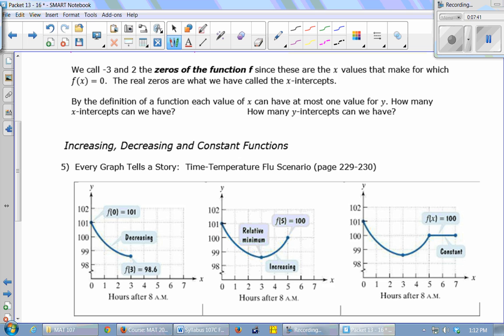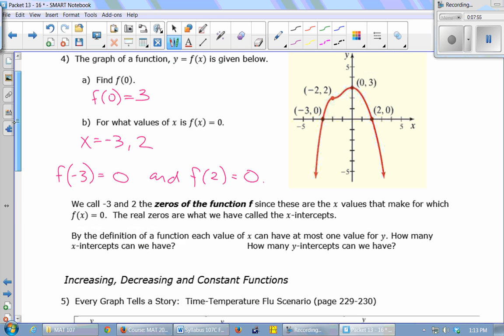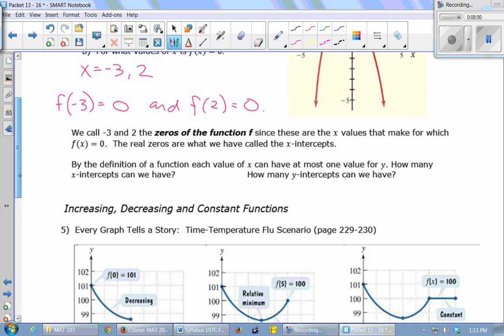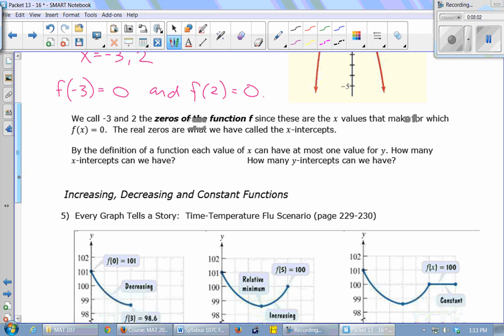So remember the definition of a function said each x can have at most one y, right? So how many x-intercepts can a function have? As many as it wants. You could have infinite, right? In this picture, it had 2. You could have a function that is just a horizontal line on the x-axis, right? So I could draw a function that just looks like this. That's a function. It passes the vertical line test, and it has infinite x-intercepts. Okay? So we can have as many as we want.